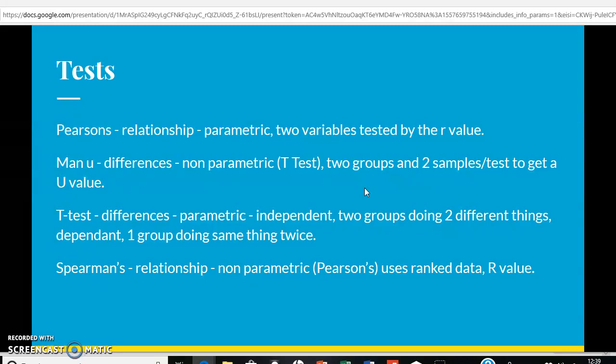Spearman's rank order correlation test is non-parametric and tests for relationships in data sets. It's equivalent to the Pearson's test but uses ranked data, for example, ordinal data. It finds a relationship between two sets of data by using the R value to show a significant relationship.